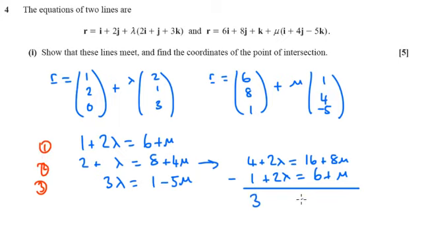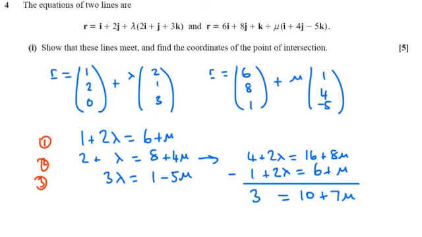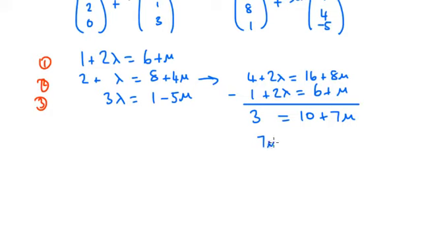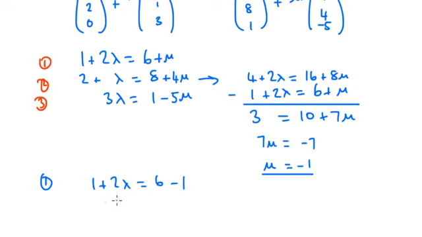And that's going to give me 3 equals 10 plus 7 mu. So 7 mu must equal minus 7, so mu is negative 1. If mu is negative 1, we're going to look at equation 1 or 2 to find lambda. So if I put that into number 1 again, we've got 1 plus 2 lambda equals 6, take away 1. So 2 lambda is equal to 4 and lambda is equal to 2.